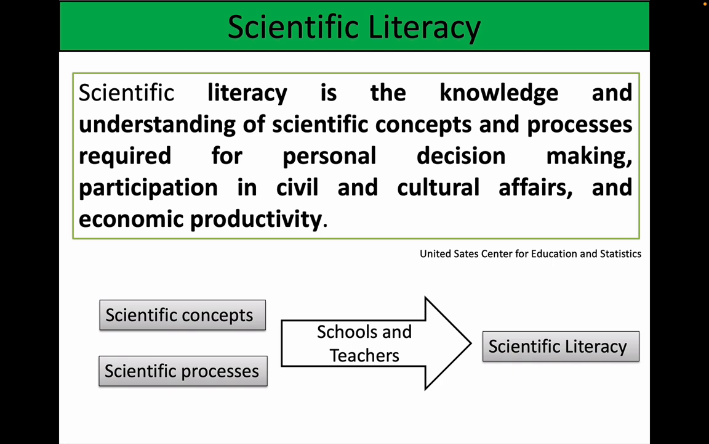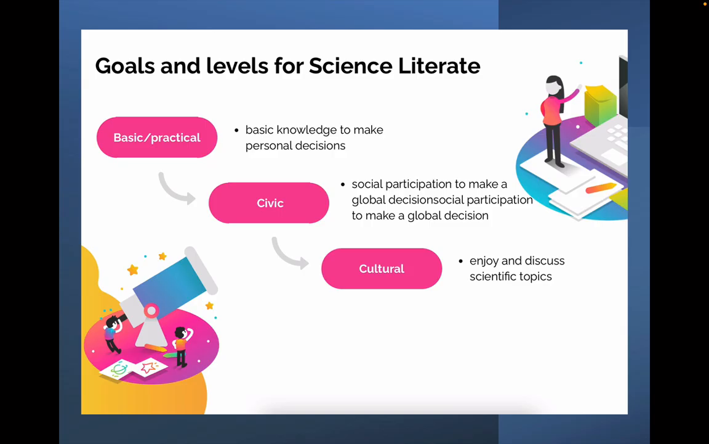There are different levels of scientific literacy, but what we need to make sure of is that all people reach this basic knowledge of science. Why are we so concerned about that? Because being scientifically literate will help citizens to make proper decisions, participate in civil and cultural affairs, and for sure make a contribution to economic productivity. Thus, there are three basic levels of scientific literacy, as we will see in the classroom.